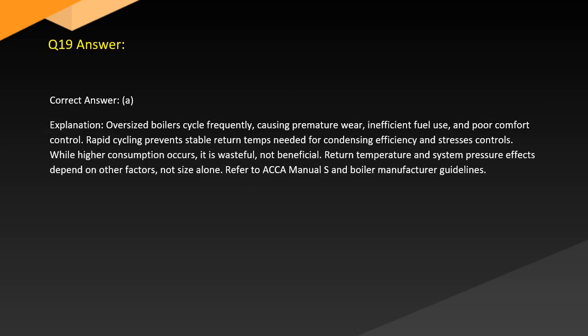Answer. Correct answer: A. Explanation: Oversized boilers cycle frequently, causing premature wear, inefficient fuel use and poor comfort. Rapid cycling prevents the stable return temps needed for condensing efficiency and stresses controls. While higher consumption occurs, it is wasteful, not beneficial. Return temperature and system pressure effects depend on other factors, not size alone. Refer to CAM Manual S and boiler manufacturer guidelines.